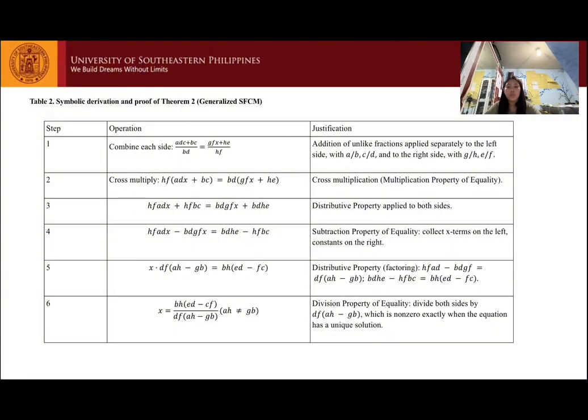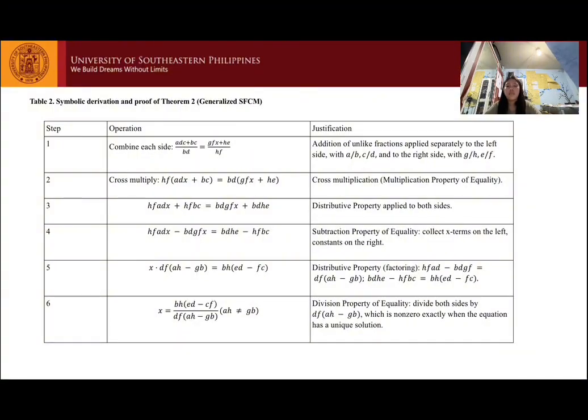And for step 2, we cross multiply. Since both sides are now represented by a single fraction, we again apply cross multiplication. Just like in Theorem 1, this eliminates the denominators without using the least common denominator. For step 3, we expand both sides. In this step, we apply the distributive property to expand all products. This converts the equation into a standard algebraic expression.